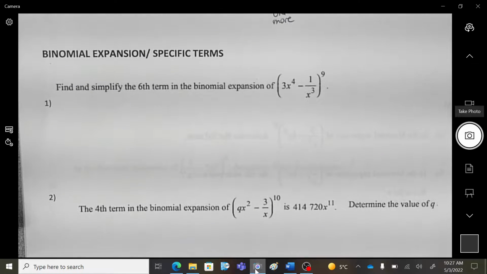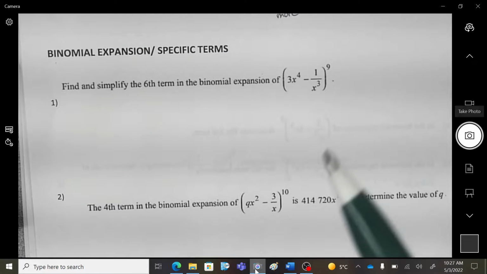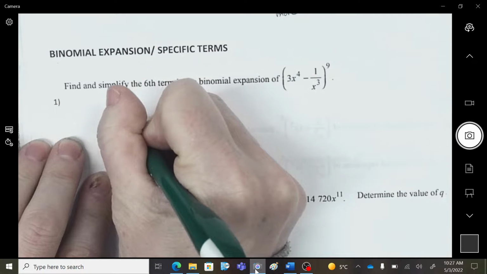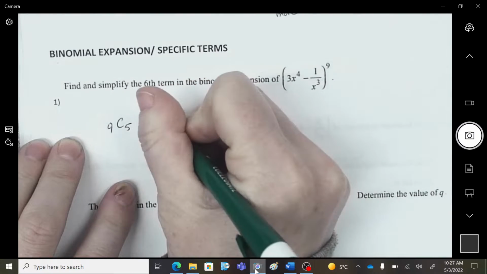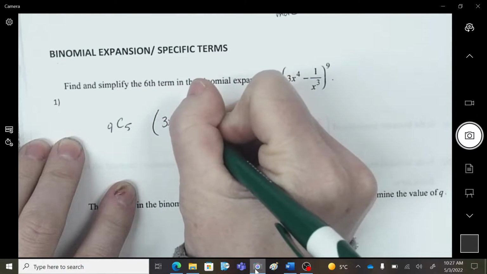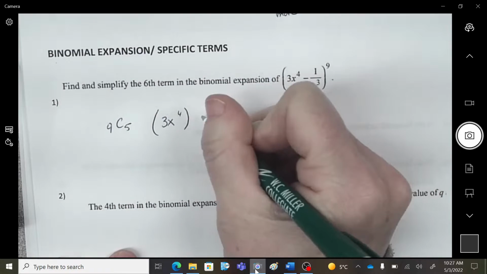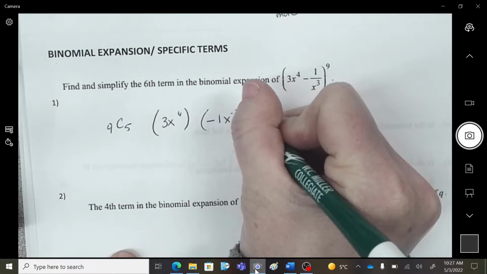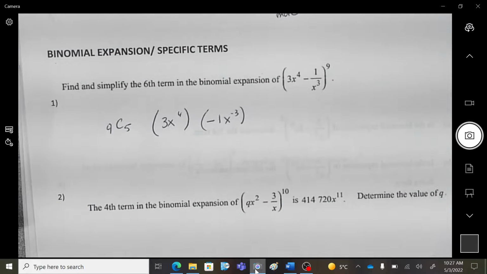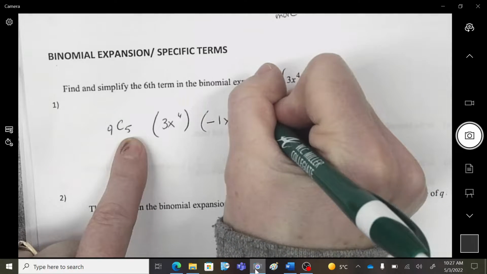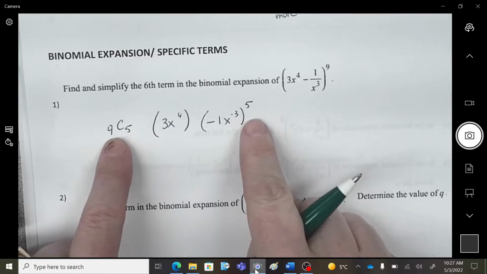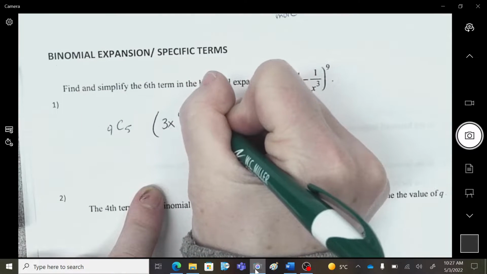Number 1, we need the 6th term. So we're going to take the exponent, so 9 choose 5. We're going to write the first unit and the second unit, and I'm going to move that negative exponent to the top. And now I'm going to write the matching number there, and then what's left between 9 and 5 is a 4.